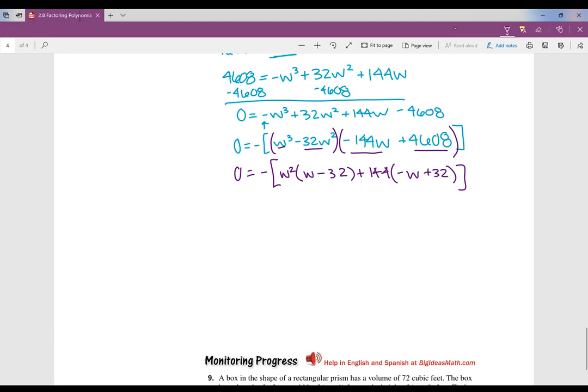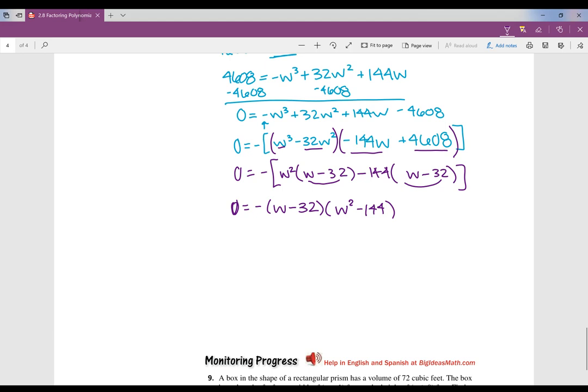So notice we almost have the same, right? We have W minus 32 and negative W plus 32. So what we can do to fix that is actually pull out a negative 144, and then our signs will switch so that they're matching W minus 32. Now each term has a W minus 32, so that means we can pull W minus 32 out front, and we're left with W squared minus 144. Okay, so W minus 32 we can't factor anymore.